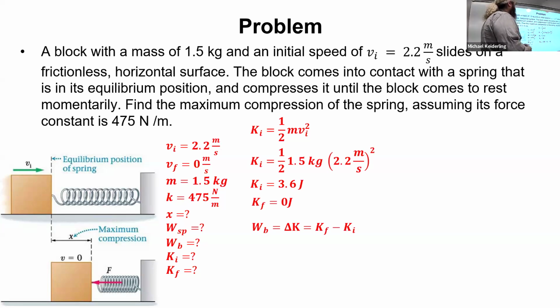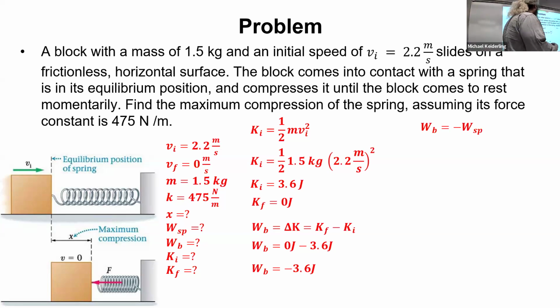So the work done on the block, sorry, this is the work done on the spring, the work done on the block. The work done on the block is changing kinetic energy, so final kinetic energy minus initial kinetic energy. That's 0 joules minus 3.6 joules. That's minus 3.6 joules. But the work done on the block is done by the spring, so it is minus the work done on the spring.